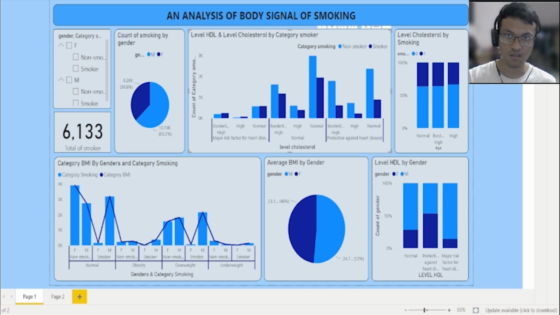And the last graph, the comparison of BMI category and status of smoking by gender, showed that in the normal region, female non-smokers have the highest number of users, followed by male non-smokers, female smokers, and then male smokers.